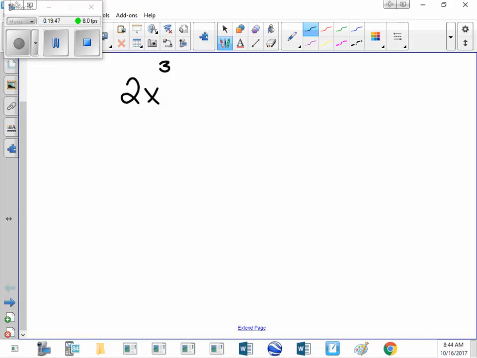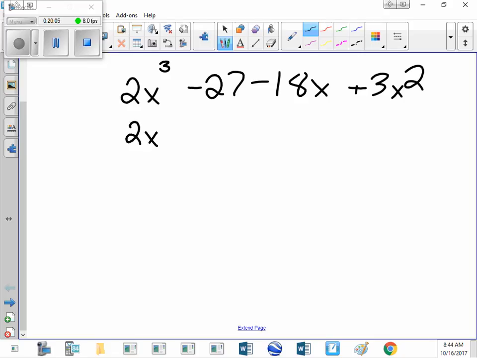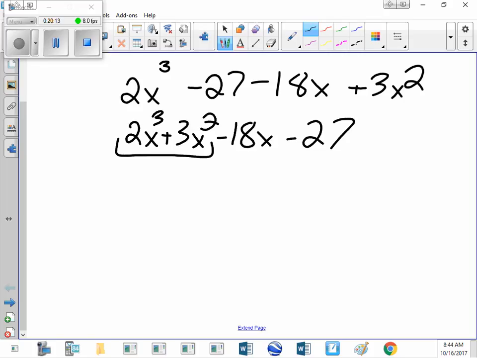2x to the third minus 27 minus 18x plus 3x squared. What should I do first? Put everything in order. Okay, in order to group, everything needs to be in order. 2x to the third plus 3x squared minus 18x minus 27. I group the first two. What do they have in common? X squared. What's left? 2x plus 3.